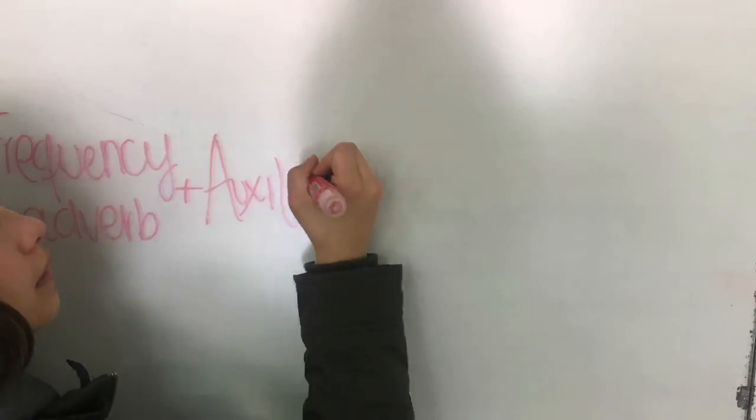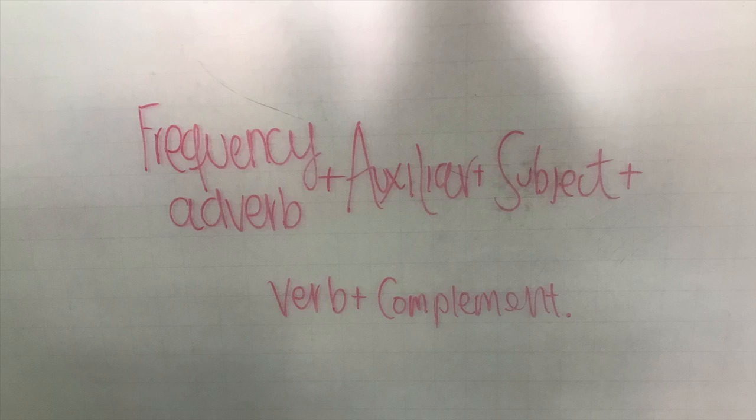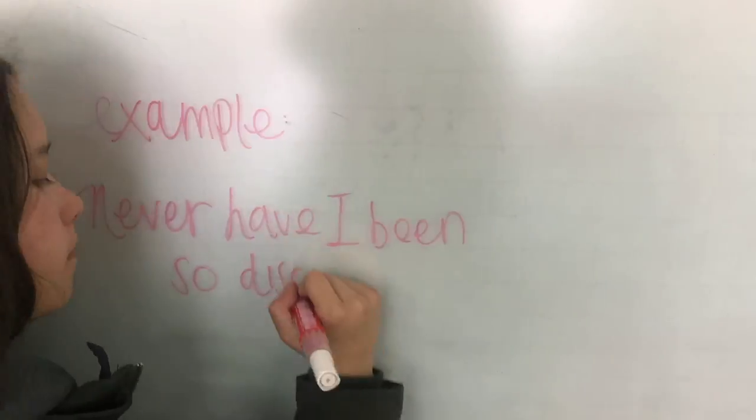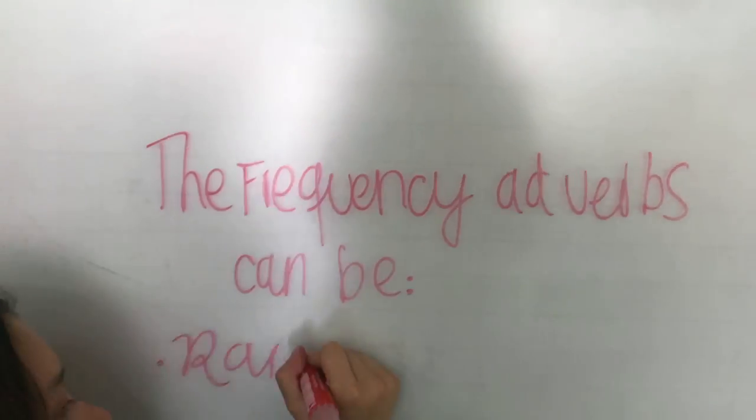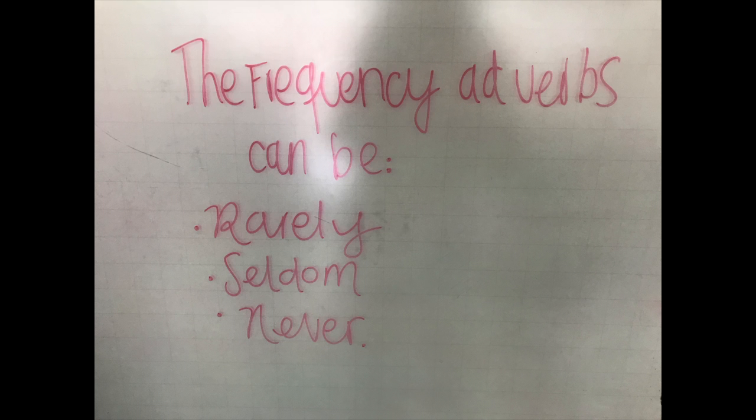Its structure for these uses is frequency adverb plus an auxiliary plus a subject plus a past participle verb. An example of this structure could be: never have I been so disappointed. The frequency adverbs can be rarely, seldom, and never.